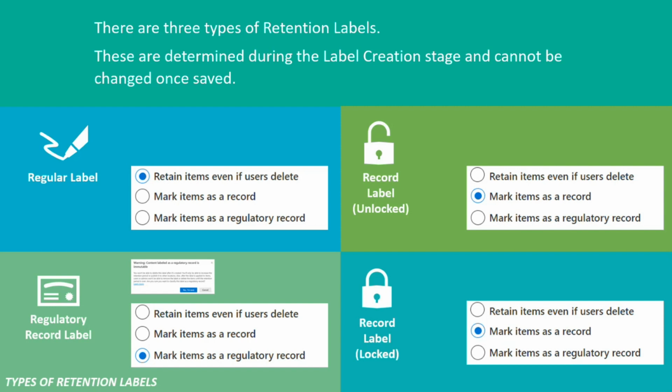One thing that we like to point out is that both regular labels and record labels will prevent the content from being deleted. The only difference is that with a regular label, users can visually see it getting deleted, but what's happening in the back end is that it's actually getting saved into a preservation hold library. So you can rest assured that its retention will be satisfied.